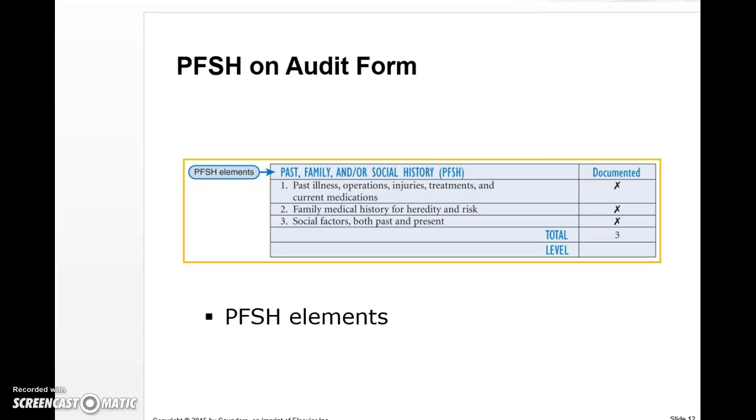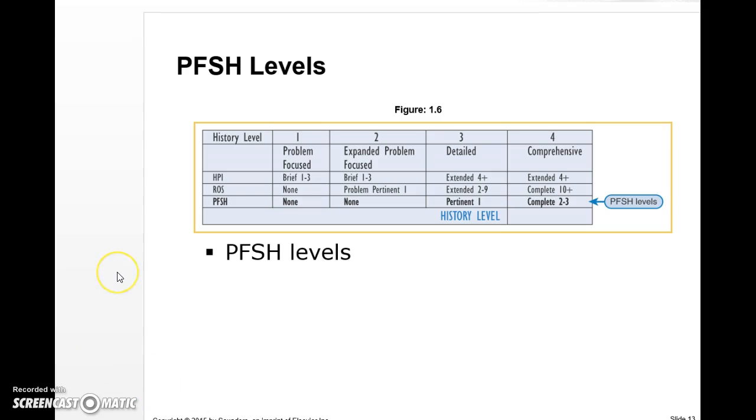Past family and social history on the audit form will look like this. Past illnesses, operations, injuries, treatments, current medications. If that's documented, then that would qualify for using the past family and social history on the audit form. Family medical history for hereditary and risk is another one. And social factors, both past and present. If the doctor documents any of those, then we do have to count them. And the levels for the past family and social history are problem-focused, expanded problem-focused, detailed, and comprehensive.